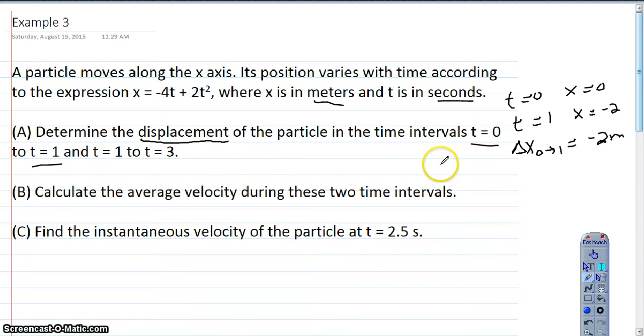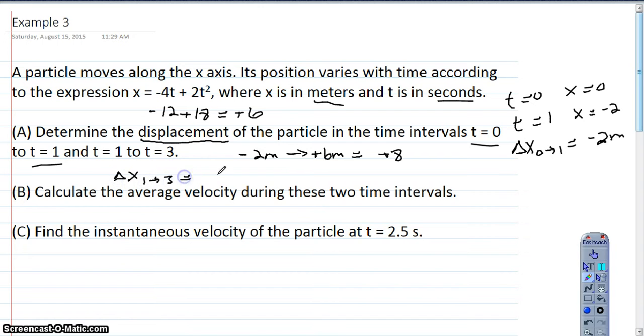Then from 1 to 3, well, I already know at 1 it was at negative 2 meters, so I just have to figure out at 3. So when I plug in 3, I get negative 12 plus, when I plug in 3 squared, 9 times 2, 18. So I end up getting positive 6. So my displacement from 1 second to 3 seconds, I started at negative 2 meters and then I went to positive 6 meters. So that was a displacement of positive 8, right? So my delta x from 1 to 3 is positive 8. Anyway, so I've got that set up for me.